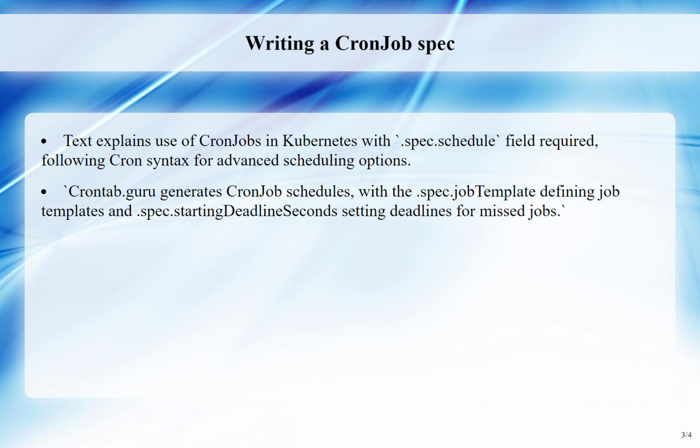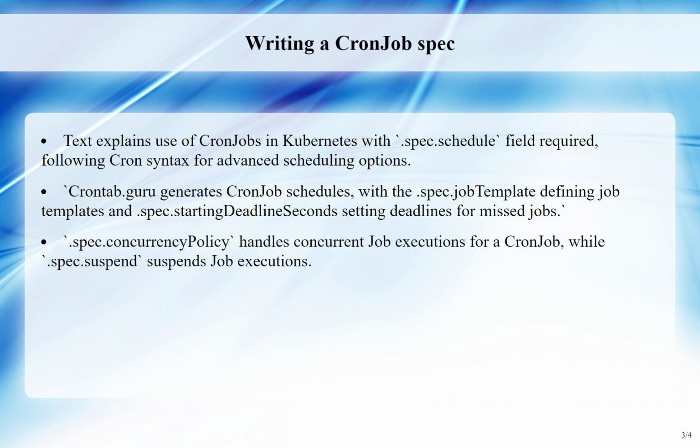The .spec.jobTemplate field defines a template for jobs created by the cron job, allowing for common metadata like labels and annotations. The optional .spec.startingDeadlineSeconds field sets a deadline for starting jobs if they miss their scheduled time, with missed jobs treated as failures.